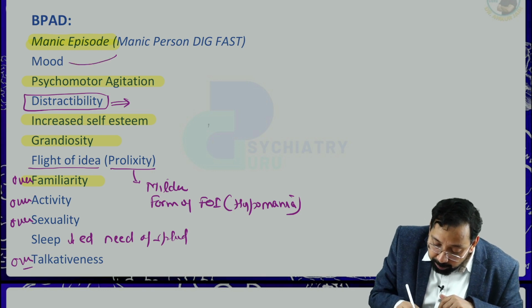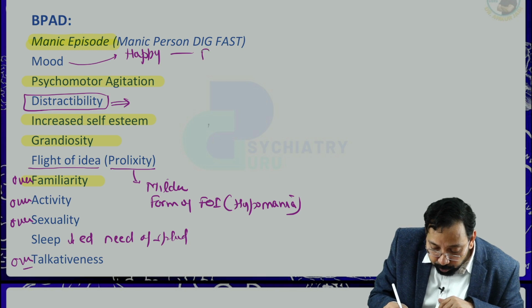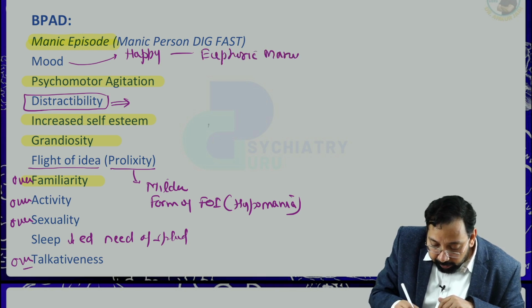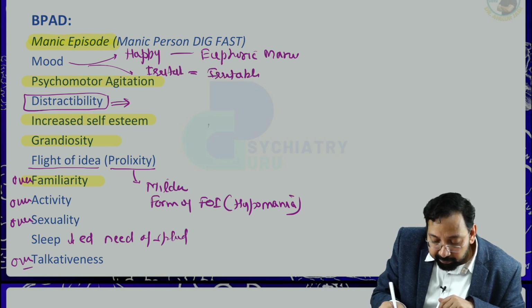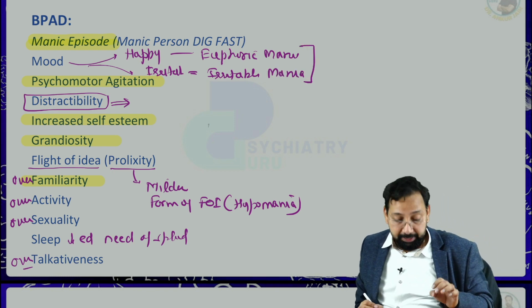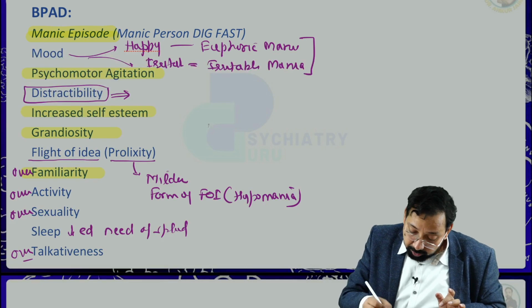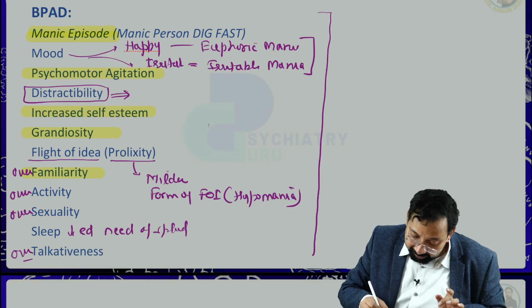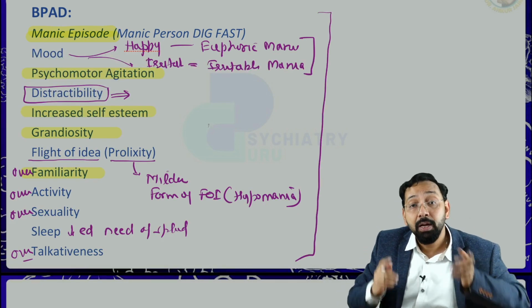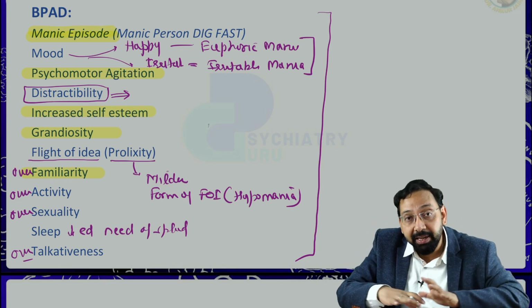Distractibility. Mood may be happy, then you say it is euphoric mania. If mood is irritable, you say irritable mania. Okay, euphoric or irritable mania. So these are the symptoms for mania or hypomania. In mania or hypomania, same symptoms are there.